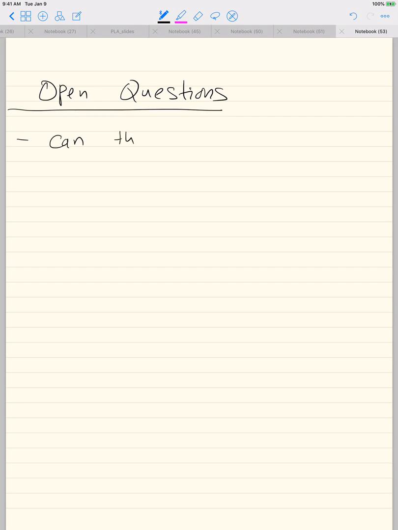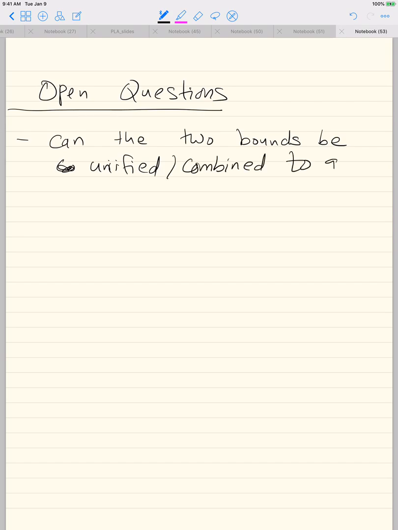So here are some open questions. If anybody wants to do a project and get some bonus points, I'm more than happy to discuss this. One is: can the two bounds be combined, or unified, to get a tighter bound?